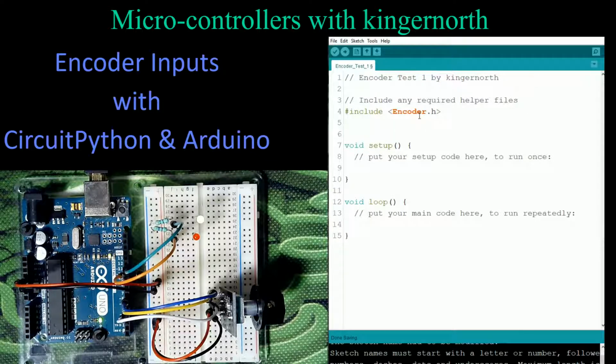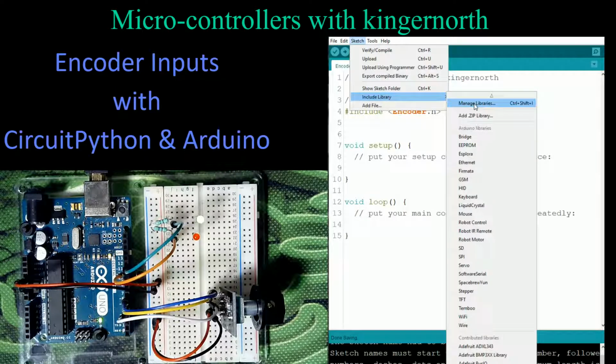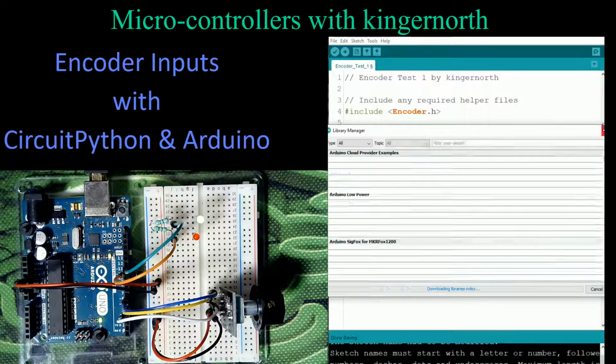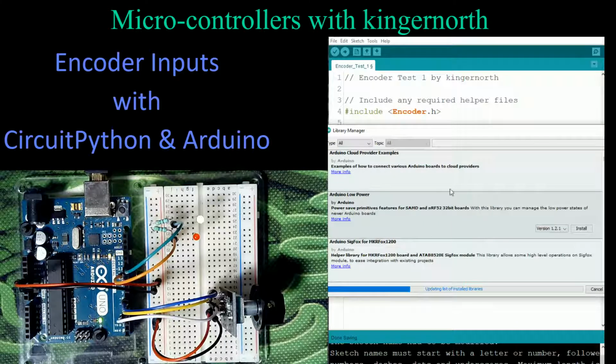If you're not sure where to get this from, this particular one is called Encoder. There are many encoder helper files out there. This was just one of the simpler ones I found, so I thought I would use that for today's example. If you go up here under Sketch, you go to Include Library, and all you have to do is click on Manage Libraries. And it's going to pull up a window similar to this. And then up in here, all I do is click into this box and type in the word Encoder.